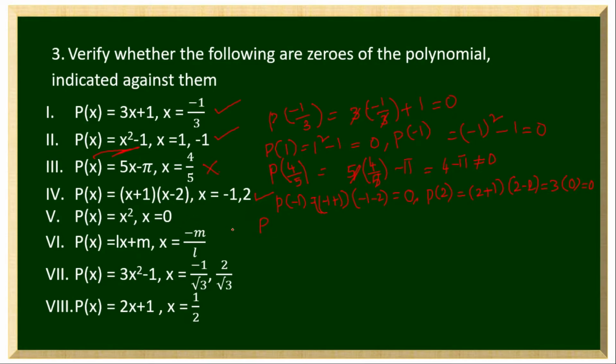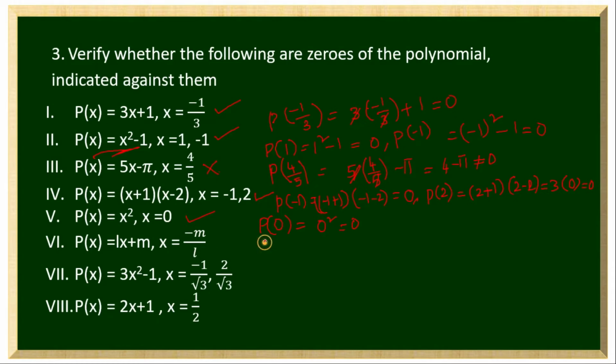Now, he is asking us to check whether x equal to 0 is a zero of the polynomial or not. We have to substitute 0 wherever x is there. p(0) equals 0 squared. x squared means x equal to 0, right? So 0 squared is 0 only. So for x equal to 0, the whole polynomial is becoming 0. So it is also a zero of the polynomial. x equal to 0 is a zero of the polynomial.